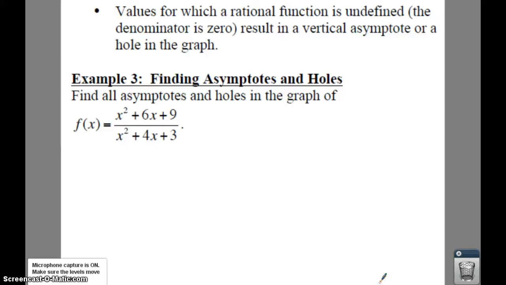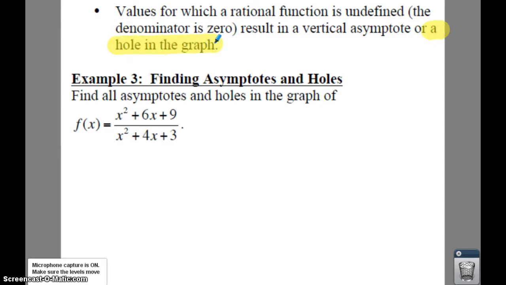All right. Sometimes you have, well, almost always, you have values for which a rational function is undefined, which is where your denominator is equal to 0. Usually it results in what we would call a vertical asymptote. Sometimes you get what we call a hole. So sometimes you can get a hole in your graph.